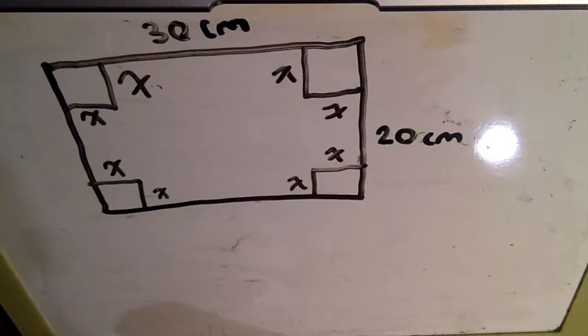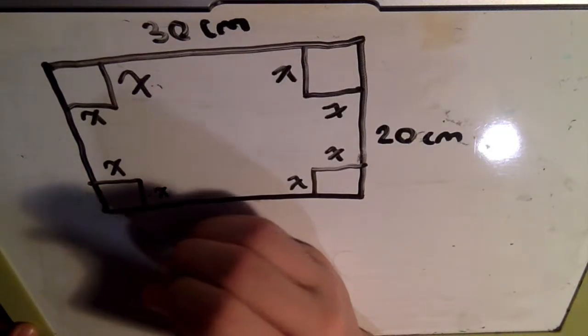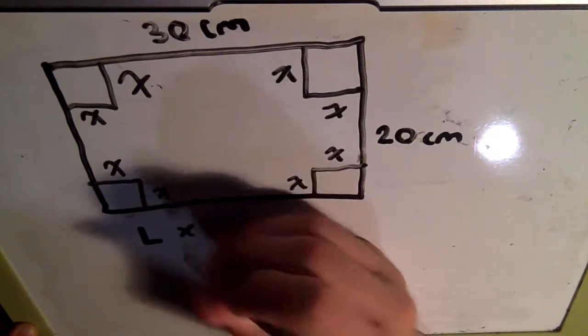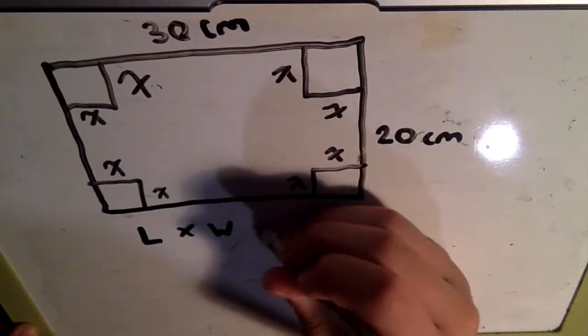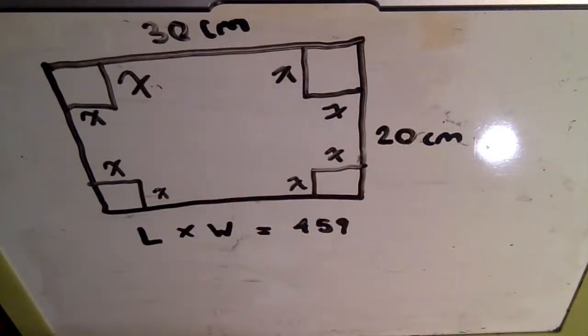Here we see the 30 by 20 centimeter piece of metal, and each square in the corner, both length and width, represented by variable x. Because we're looking for area, let's start with the equation length times width equals area. Knowing that the base area of the box is 459 centimeters, let's replace A for area with 459 centimeters squared.